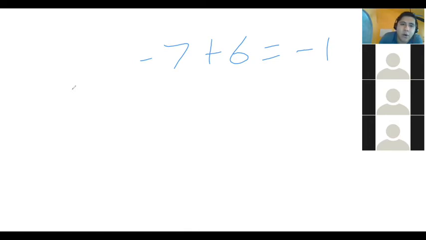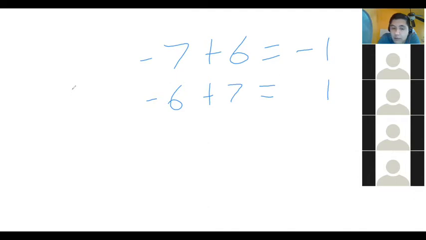So let's say I had the same problem, but this time it was -6 plus 7. In this case, the answer is still 1, but is it going to be positive or negative? Well, in -6 plus 7, the 7, which is positive, is the bigger number, so it would actually be a positive. Do we see the difference between those two? Yeah. Okay.